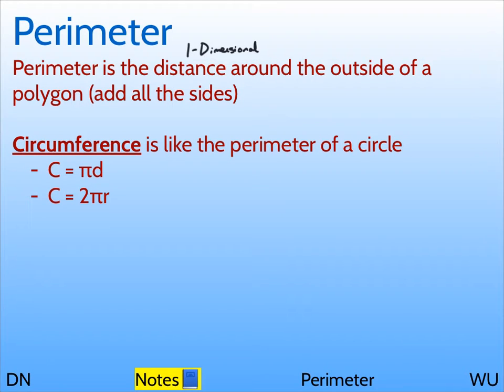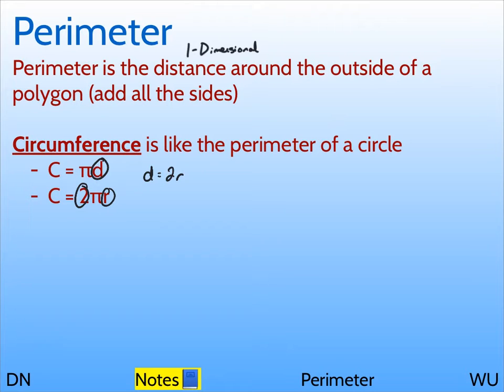You can either do pi times the diameter of the circle, but since we already know that the diameter equals 2 times the radius, we can just substitute that diameter for 2 times r. So another way to do it is you can do the circumference equals 2 times pi times the radius itself.